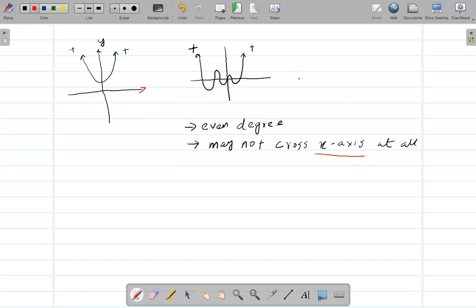So maybe the function is going to look like, let's say, 3x to the power 8 plus 2x to the power 7 plus 3. I'm just saying a random function. So the function is going to look something like this, where it has even degree. Even degree means the highest power is 8, so that's why this is even degree. All right, so this is the idea of the polynomial. Now let's go to the next page.